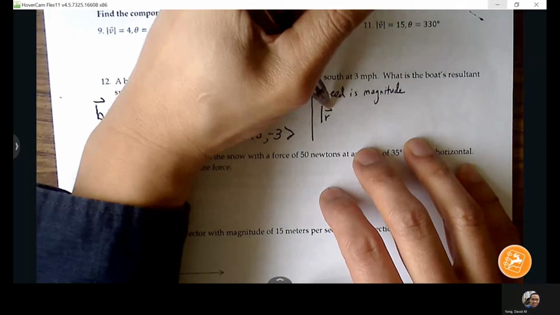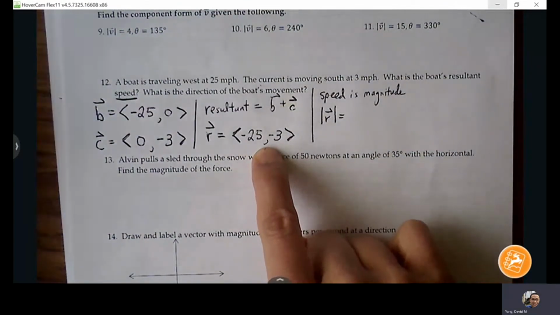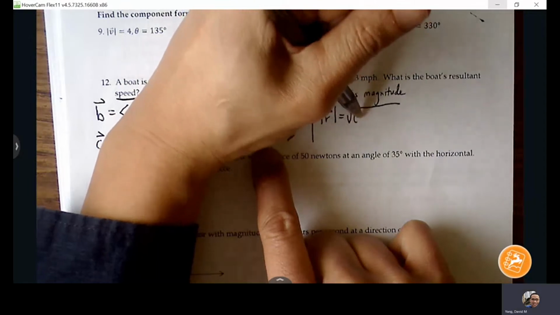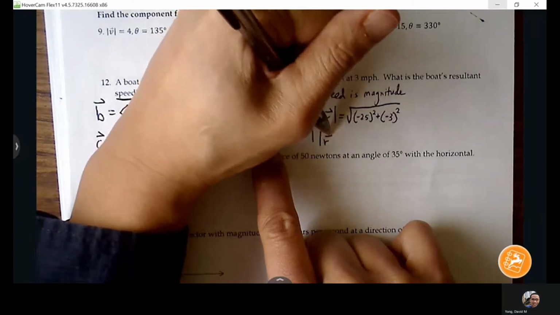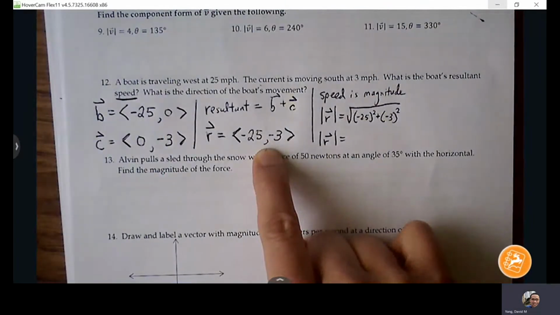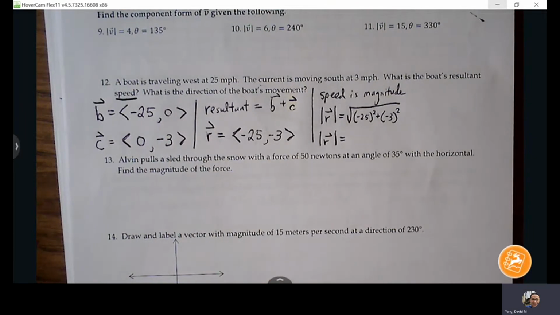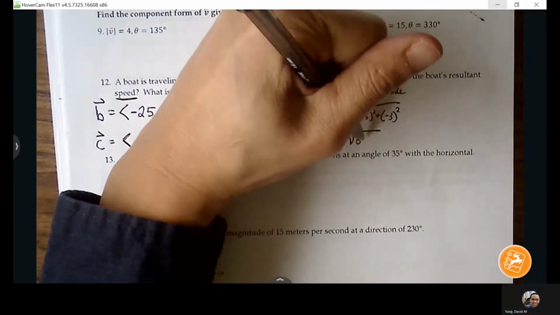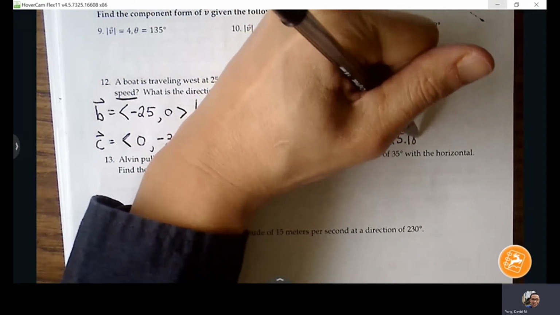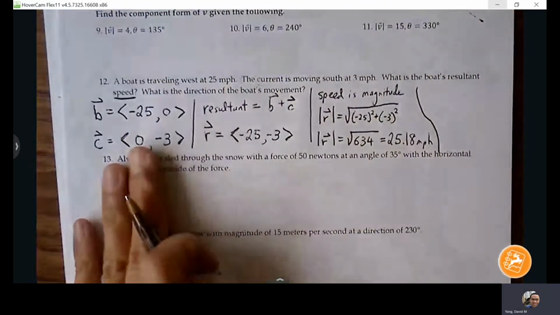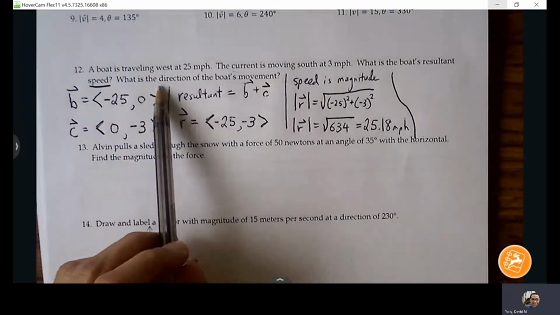So that's just Pythagorean theorem for my vector. Again, you can leave the negative out if you like. 25 squared plus 9. So it's root 634, which is around 25.18 miles per hour. Okay. Direction.